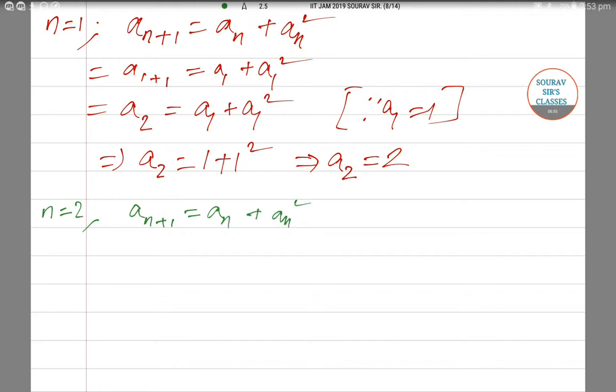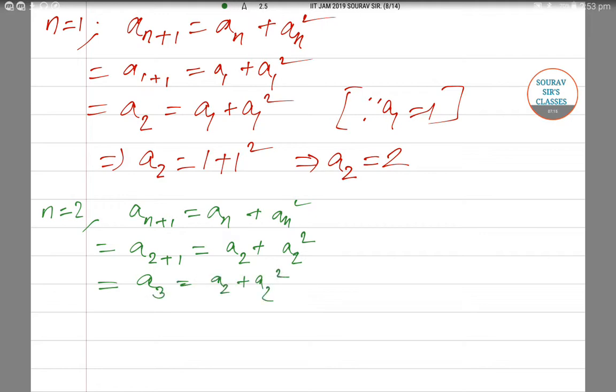Now we will put n equal to 2 wherever we can see n. So just put n equal to 2. So it will be a3 equal to a2 plus a2 square.